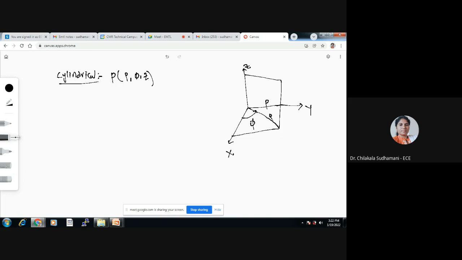This is the rho value, and phi is in the anti-clockwise direction we are considering, from the x-axis towards z. This point is given by z, the length of the cylinder we are considering, and this is y and this point is x. That means the height along the x-axis, y-axis and z-axis is given like this.